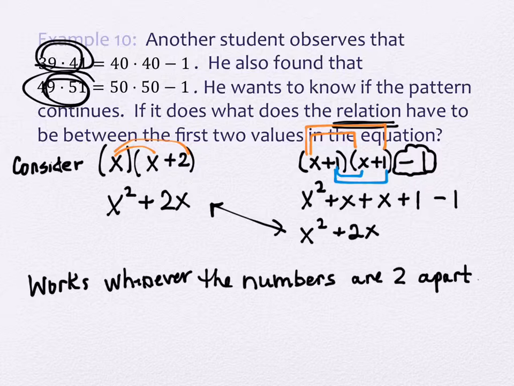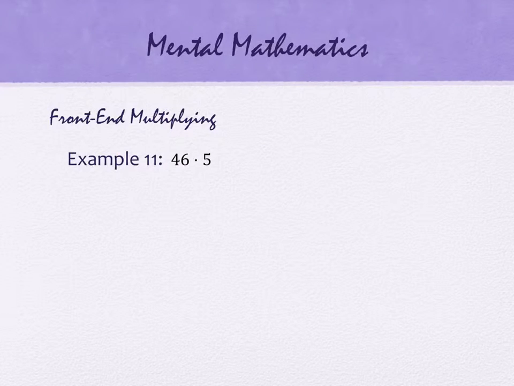All right, the last part of this section has to do with mental math and then estimation. So we're going to start with mental math. So again, this is the stuff you do in your head, but you have to write something down on paper so I know what's going on in your head, right? Okay, and we're doing it with multiplication here. So the first example is 46 times 5.